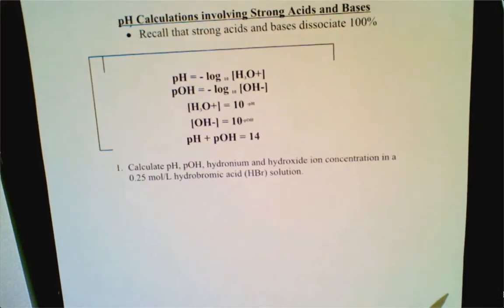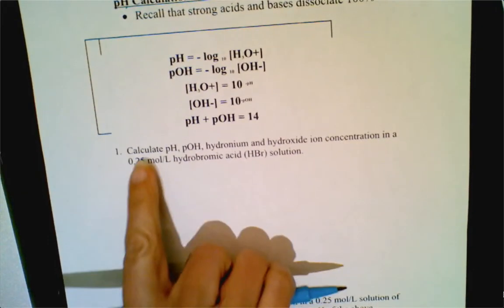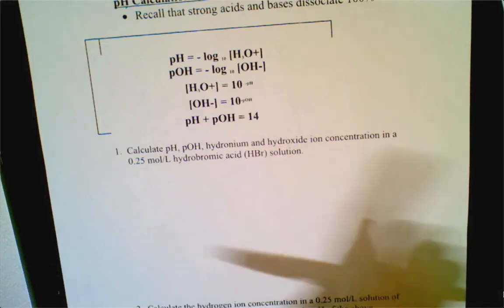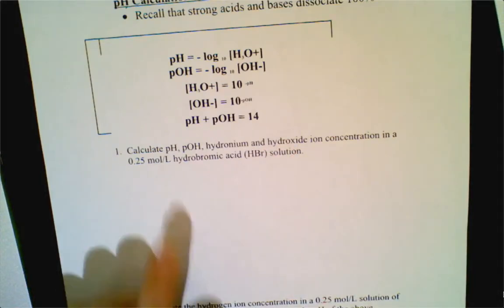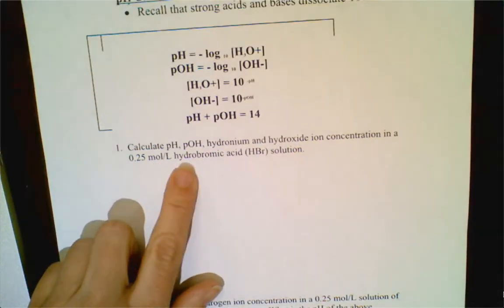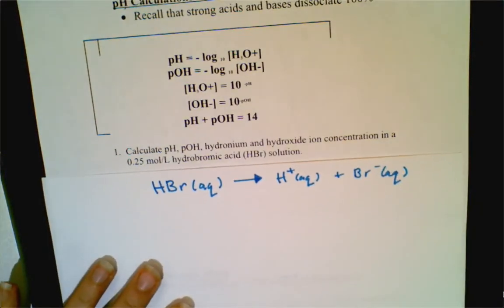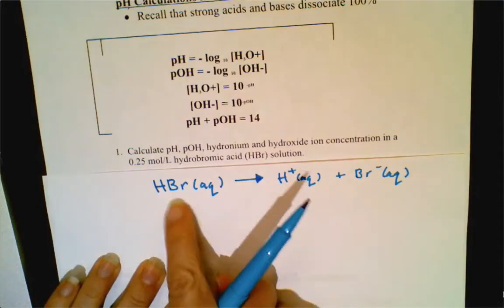So let's take a look at this particular question where they're asking you to calculate the pH, the pOH, the hydronium, and the hydroxide ion concentration of a 0.25 mole per liter hydrobromic acid solution. What I do is I always start off with a dissociation equation. This is a strong acid.